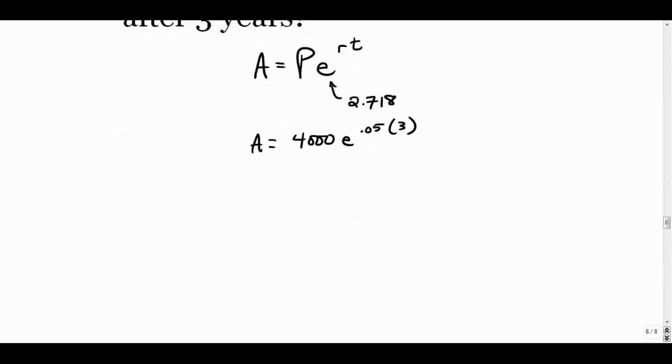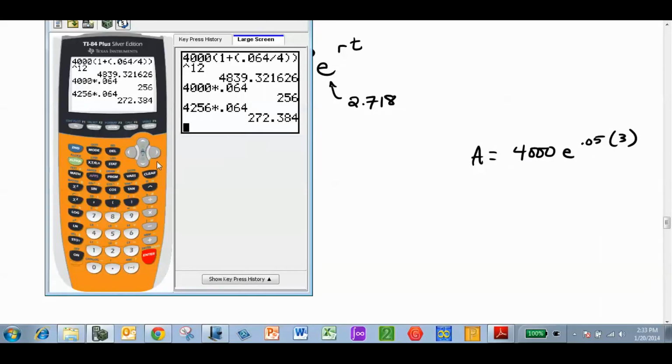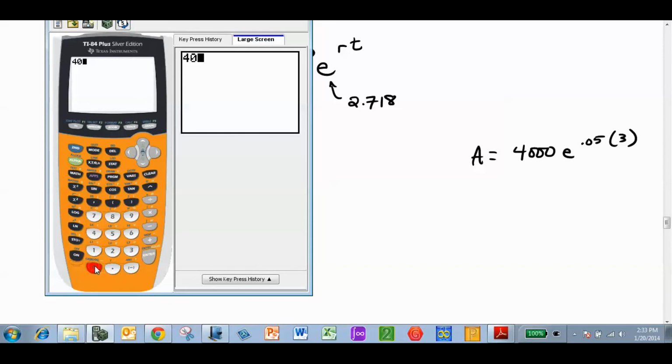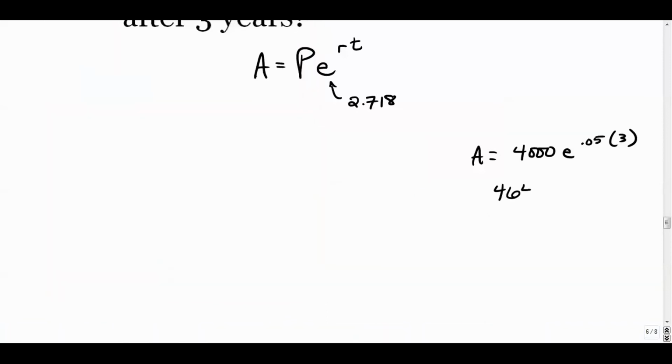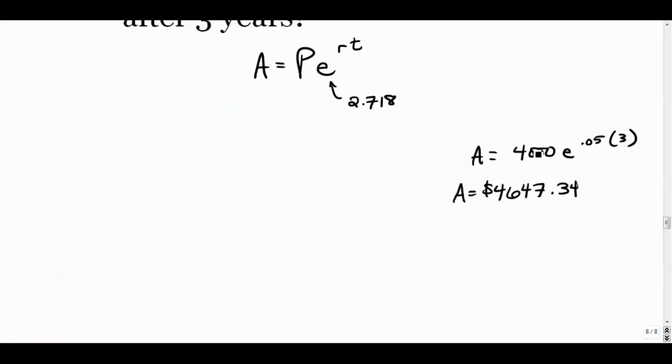So here we go. Let's put this into our calculators and see what we get. Maybe we'll compare it to some other compounding. So 4,000 times e raised to the 0.05 times 3. So 4647.34. And we're talking dollars and cents. You always want to round it to that second spot. So if you're compounded continuously after 3 years at a 5% interest rate with a principal of $4,000, you've made $647 on your initial investment.